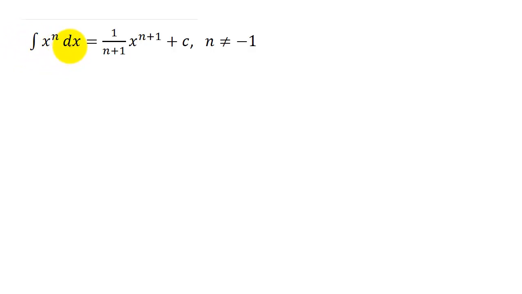Okay, so if we integrate x to the n dx, this means with respect to x, then all we do is we add 1 to the exponent. That's where this n plus 1 comes from. And then we multiply by the reciprocal of this exponent here. And that's where the 1 over n plus 1 comes in. And then it's plus this constant term c. C is just a number, okay? And n cannot equal -1. So this exponent here can't be -1 in order to use this power rule.